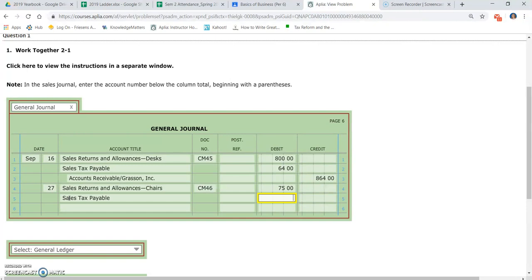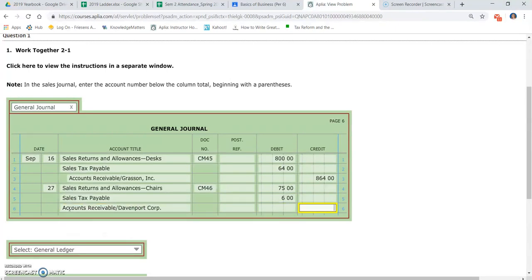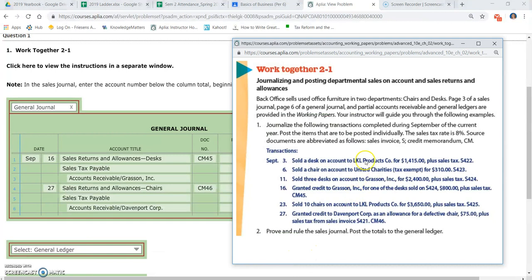So we take 75 times 8% and we get $6. And so the total that's going back to the accounts receivable for Davenport is $81. So pretty simple, not too crazy here, not so bad. So now let's take a look at what they want us to do next.